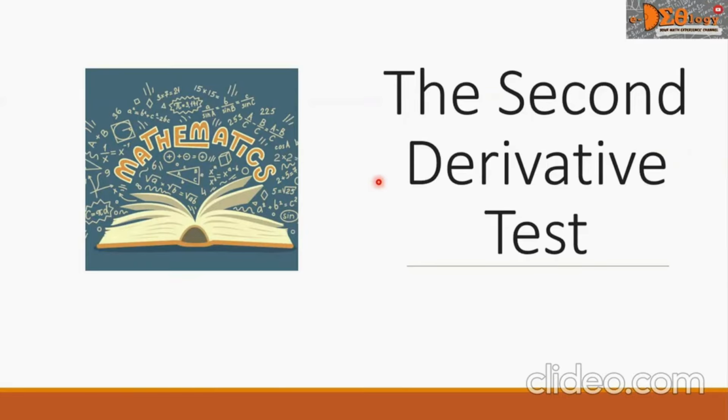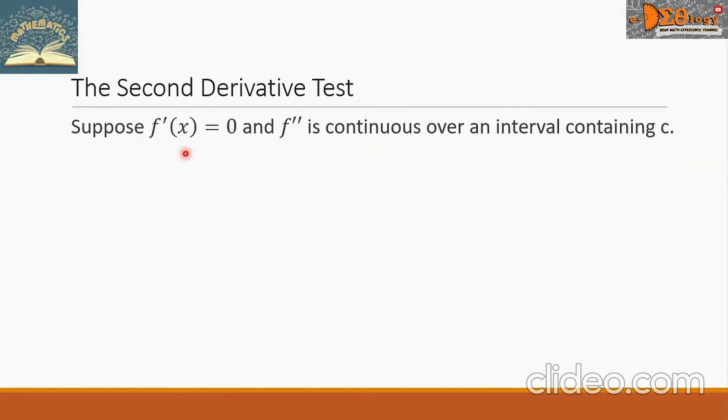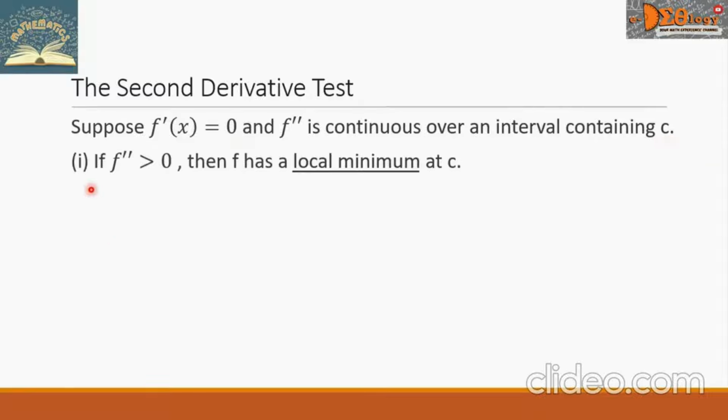Today we're going to study the second derivative test. Suppose f prime of x equals 0 and f double prime, or the second derivative, is continuous over an interval containing the point c. If the second derivative is greater than 0, or we say positive, then the function f has a local minimum at the point c.